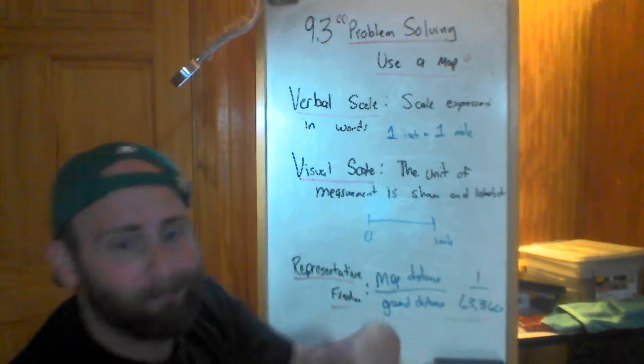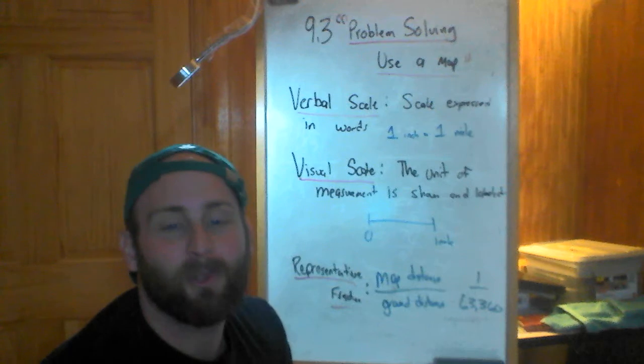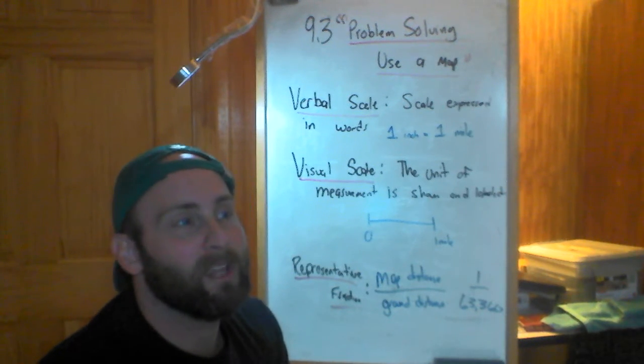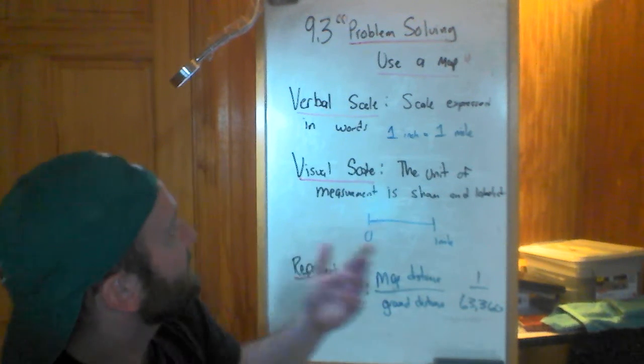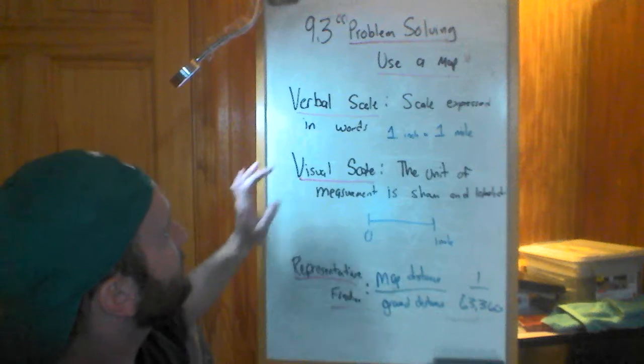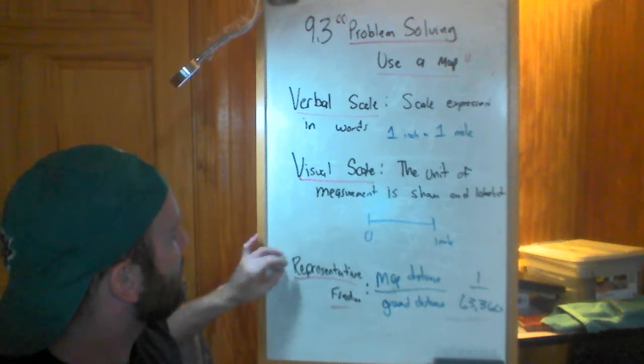When you're reading a map, the map is not to scale, which means the map is too small. There's no way you can make a map in the scale of miles. So you have to break it down to where the map is represented in fewer miles, and we're going to see that today. There are 3 types of map scales. We call them verbal scale, visual scale, and representative scale.